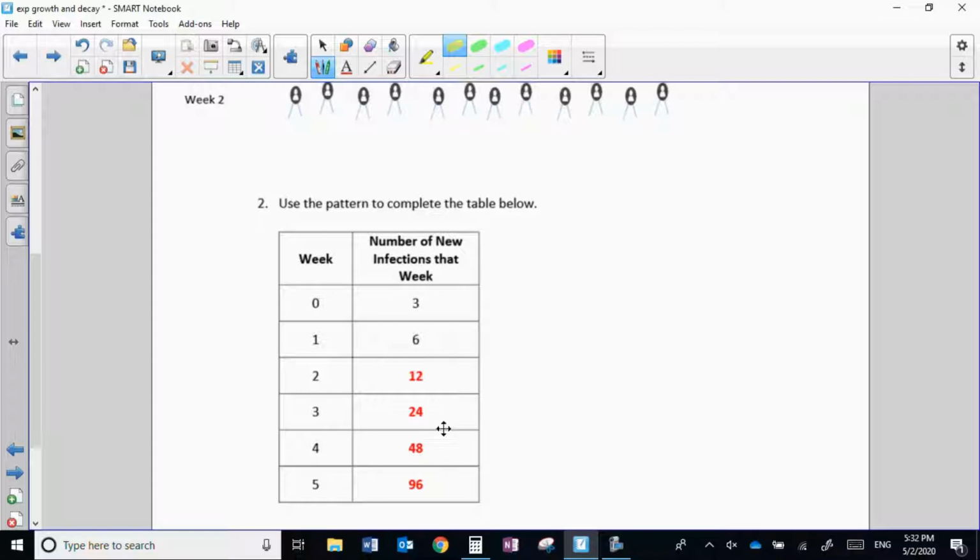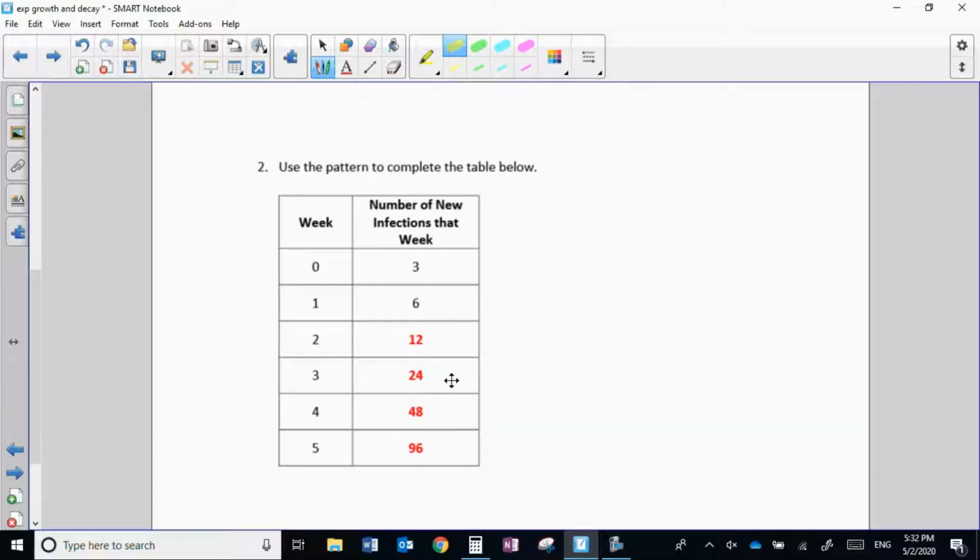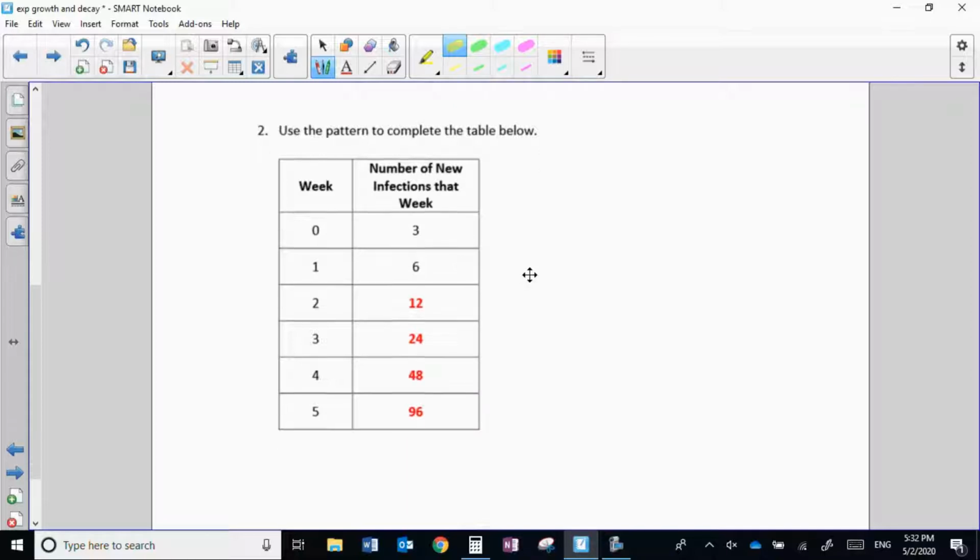Okay, so each of these is times 2. However, these are not powers of 2. It's not as simple as the last example. But I'm going to show you how we can relate the week to the number of new infections and then make a similar prediction for, say, week 10.